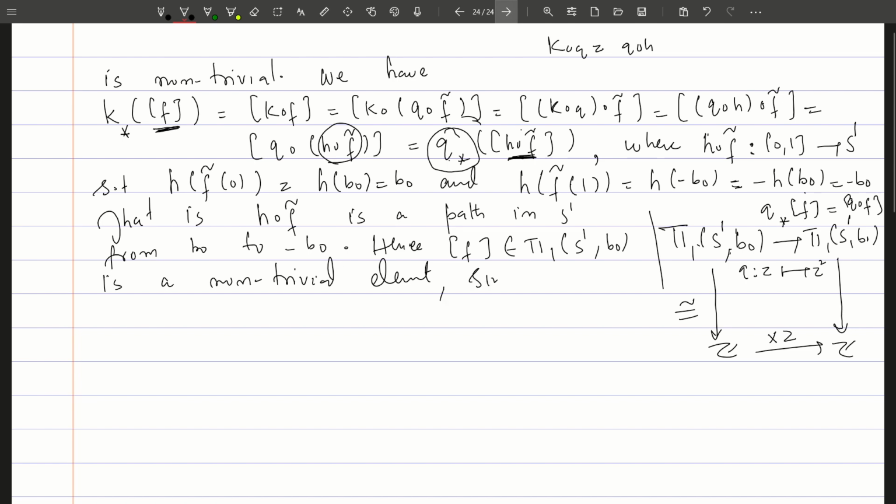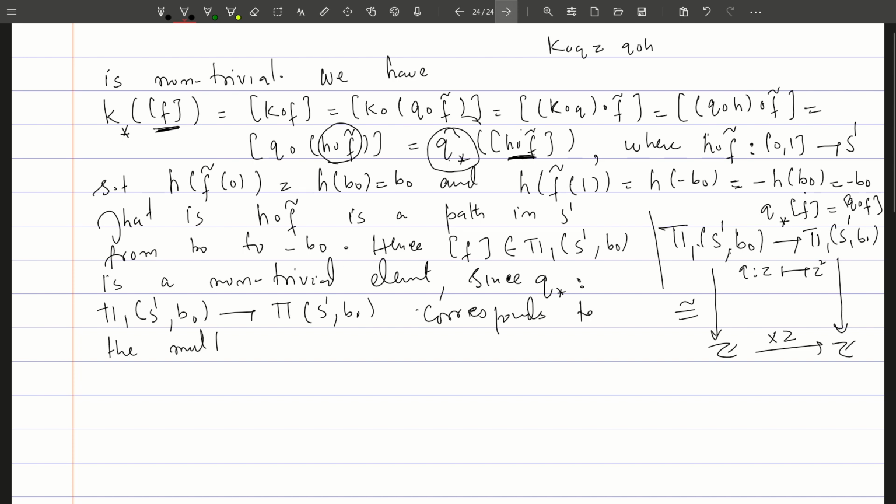And since q star from the fundamental group of S1 based at b naught to the fundamental group of S1 based at v naught corresponds to the multiplication by 2 in Z, which is isomorphic to pi 1 S1 b naught, hence this q star is injective, and q star being injective and this edge composite f tilde being a non-trivial element, this is a non-trivial element.